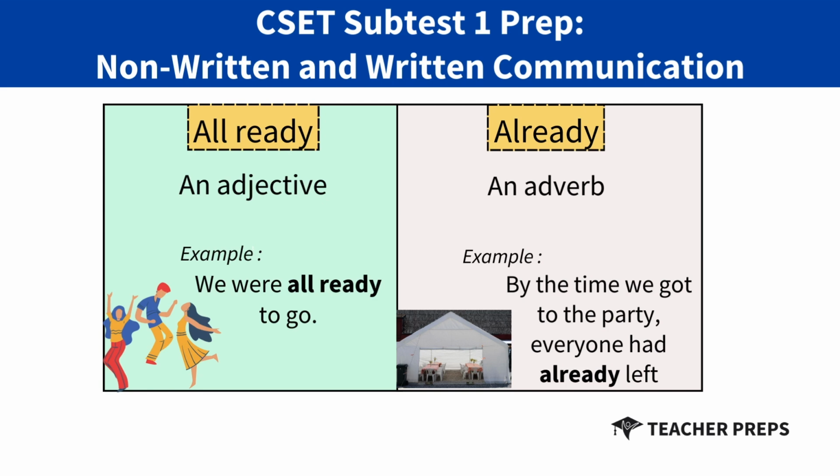Two words on the left, one word on the right, still pronounced the same: all ready and already. Two words, all ready, is an adjective. The example is, we are all ready to go. Whereas on the right side, one word, already, is an adverb. And the example is, by the time we got to the party, everyone had already left.